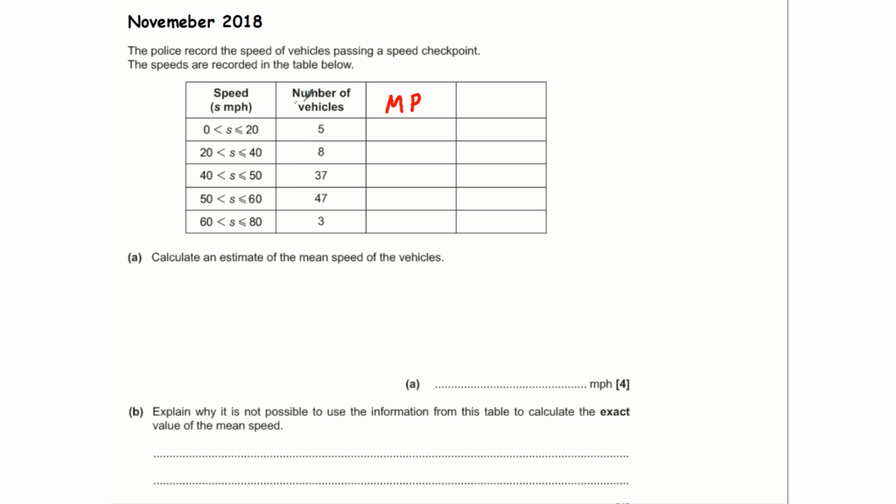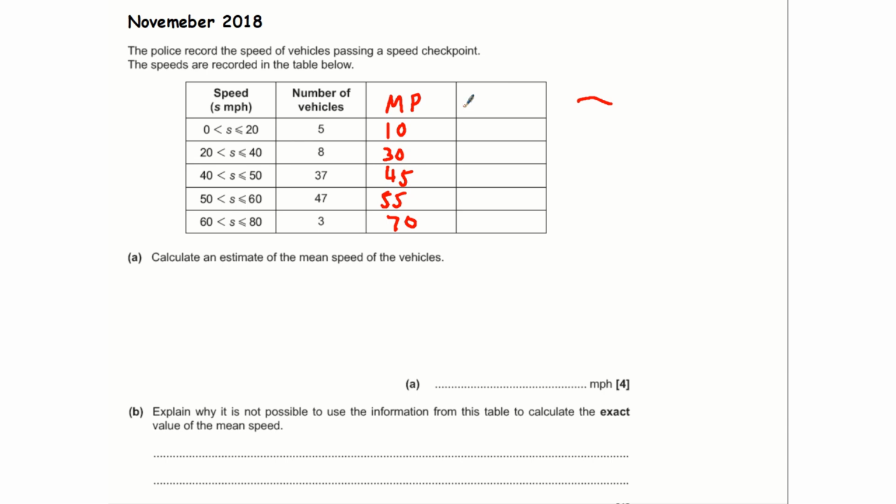The midpoint of 0 and 20 would be 10. The midpoint of 20 and 40 will be 30. Midpoint of 40 and 50 would be 45. Midpoint of 50 and 60 is 55. And the midpoint of 60 and 80 would be 70. So there are our midpoints. And then we found our estimate value of the speeds of our cars.